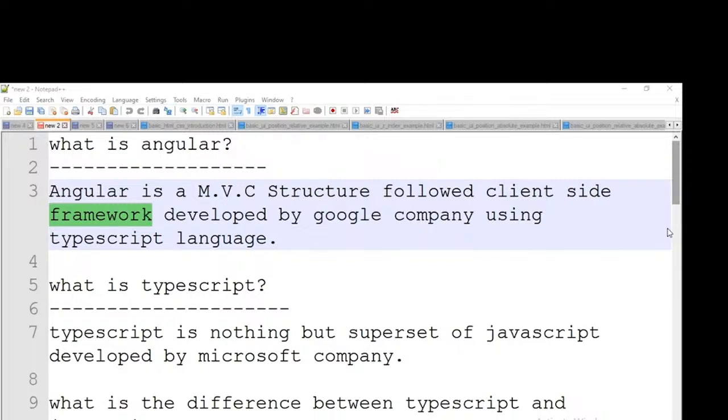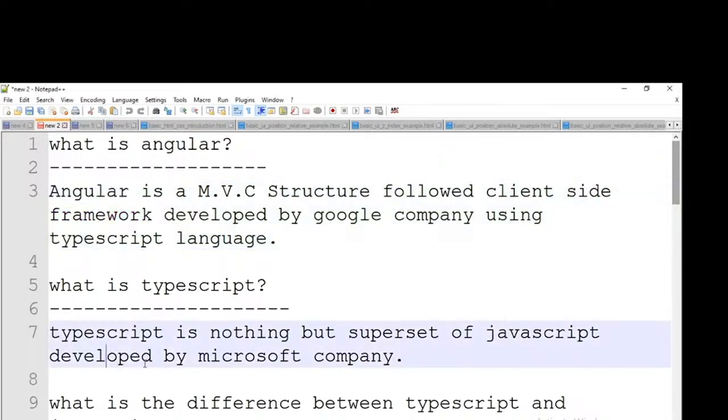So that's why in the starting of the classes, I will discuss TypeScript also in the course. No need to worry. I will teach TypeScript here also. Clear, everybody? In this course, I will discuss TypeScript with you also. Okay, so now coming to TypeScript. What is TypeScript? TypeScript is nothing but a superset of JavaScript developed by Microsoft company.